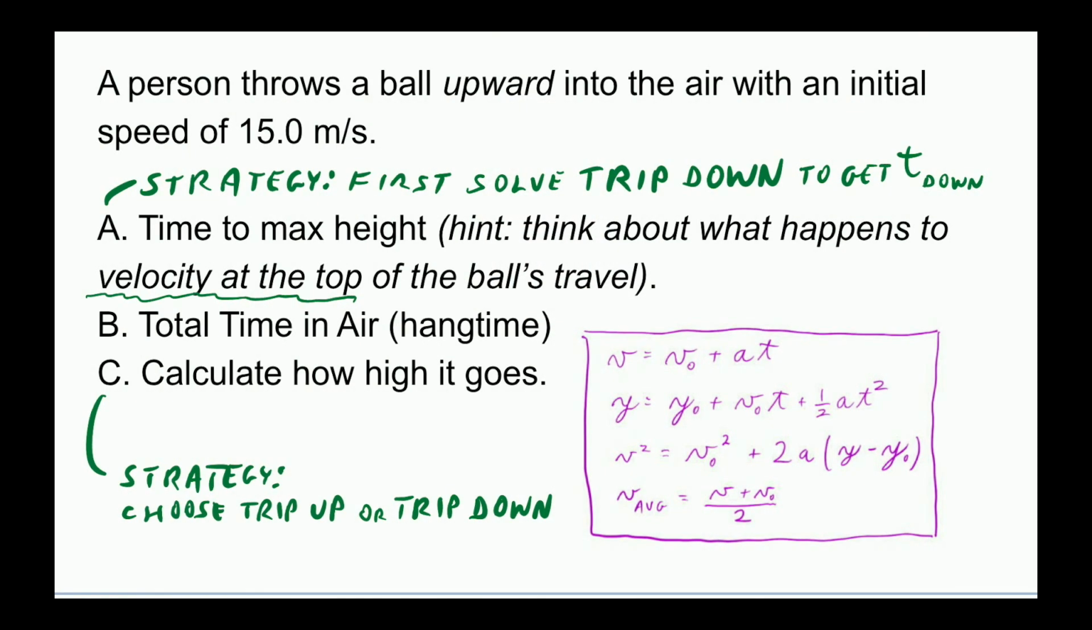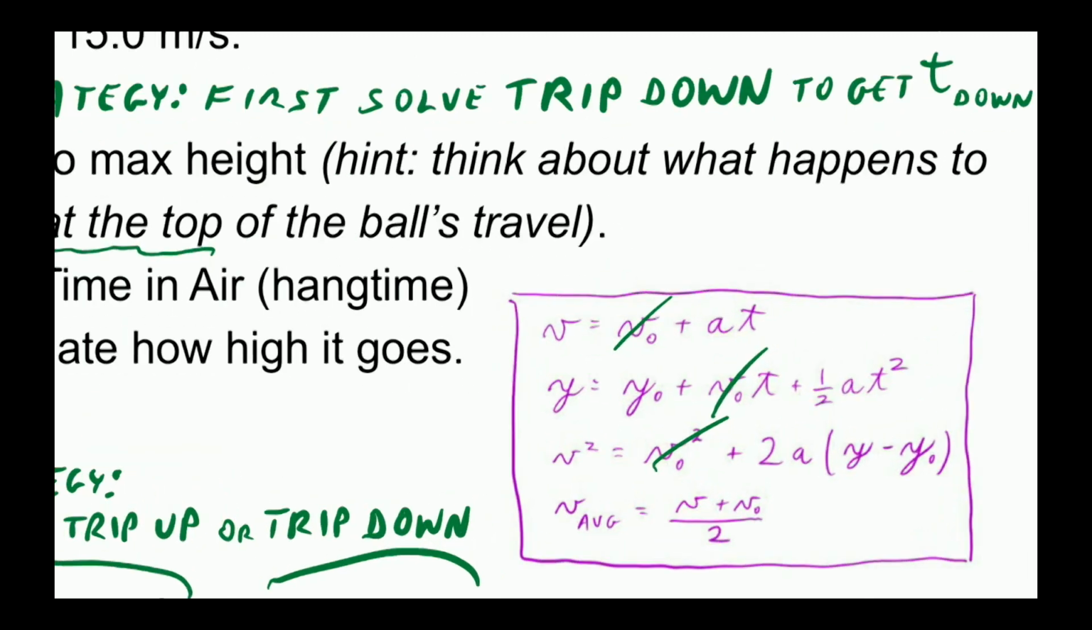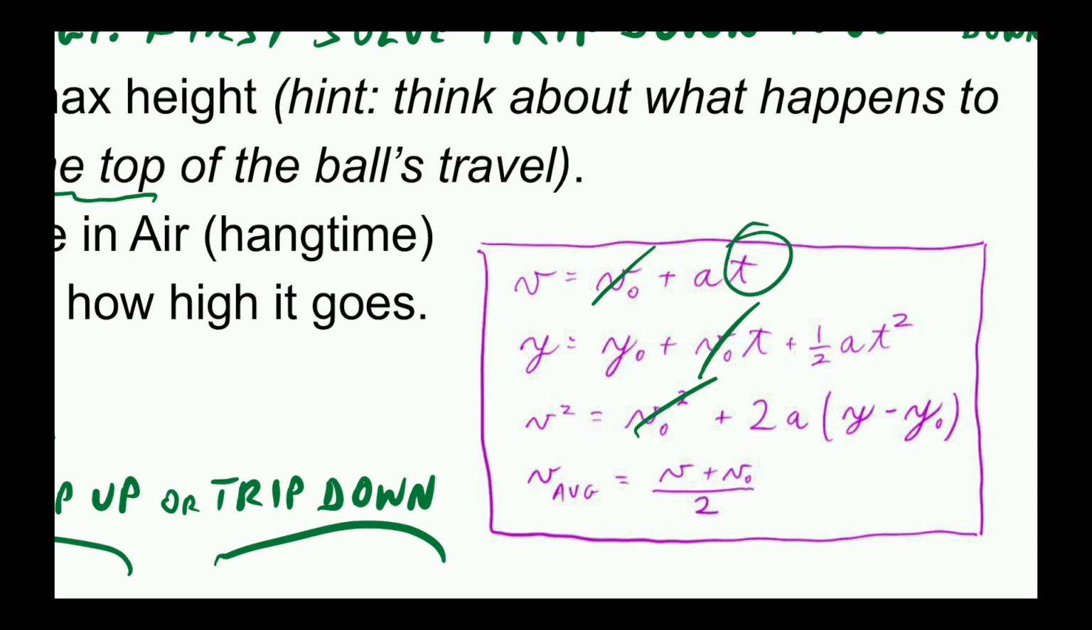If I wanted to solve an up-down problem, usually a good strategy is to choose either the trip up or the trip down. Let's say I want to look at the trip down. I would look at my handy equations and say, for the trip down, there is no initial velocity. Isn't that nice? I have to remember, though, what the meaning of this t is. If I'm going to get rid of the initial velocity, this is the time for the trip down, t sub down.